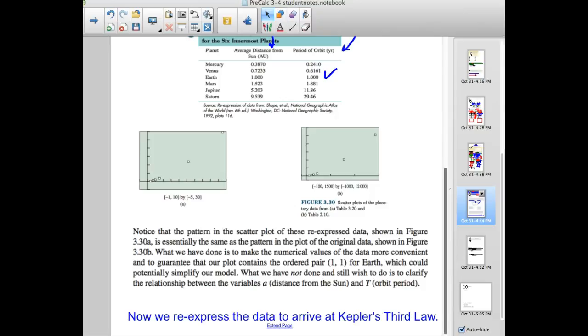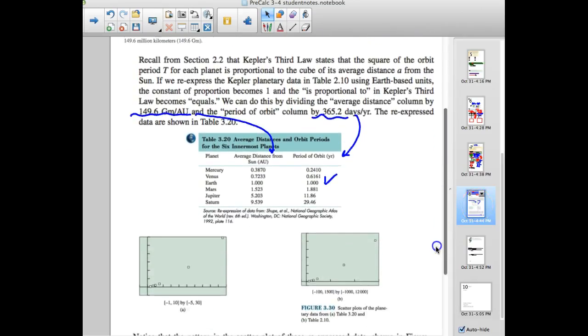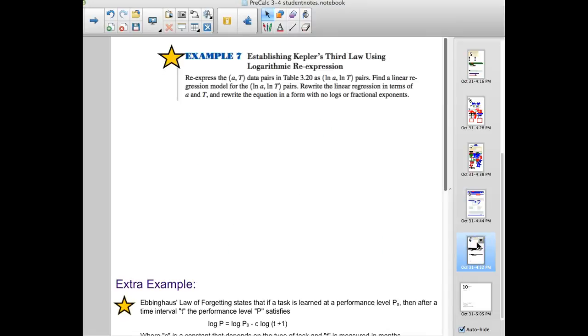Now we're going to look at how we can use that data to develop Kepler's law. I flipped too fast here. I need you to enter the distance from the sun as your list 1 and the period of orbit as list 2. So you've entered the distance as list 1 and the time of orbit as list 2. Example 7 says we are going to re-express that data. A was list 1, T was list 2. We are going to re-express it using natural log of A and natural log of T.